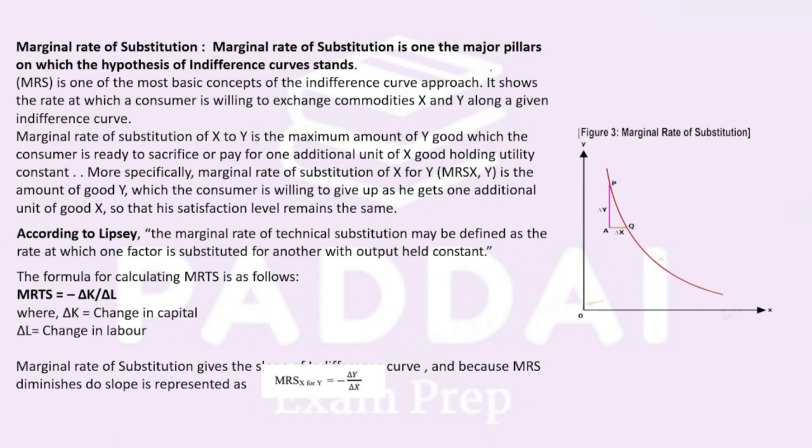Now, this indifference curve is based on one rate or law, you can say. The law is marginal rate of substitution. Now what does this mean? We know substitution. What are the goods which are considered to be substitutes to each other? A and B, these two are goods. A in place of B or B in place of A, when they can be replaced, substituted, when we can use one in place of the other, we call it substitution.